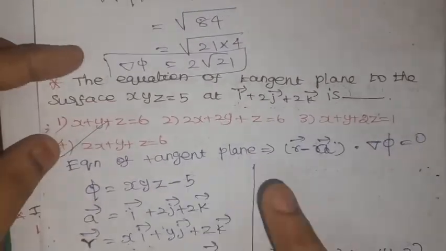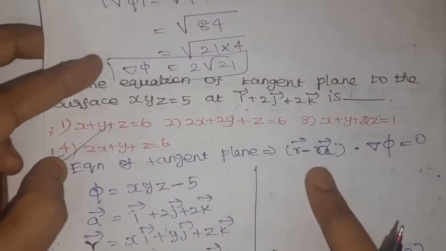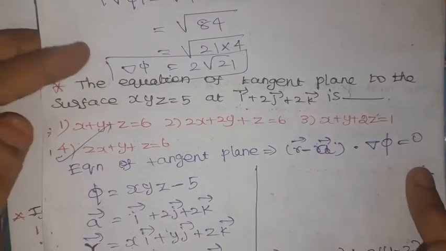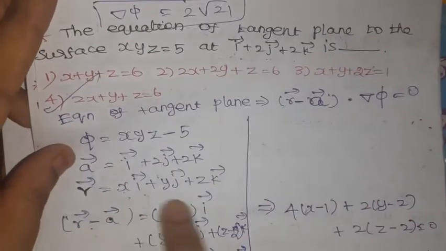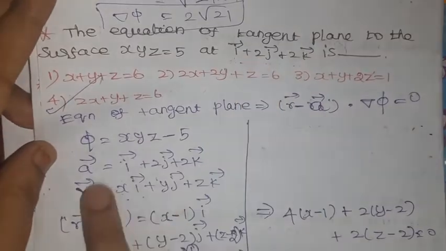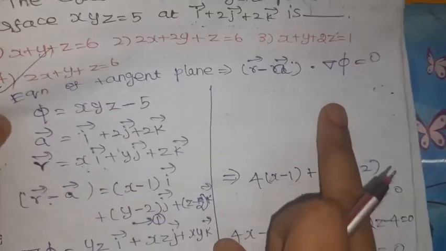So, equation of the tangent plane, what is the formula? (r vector minus a vector) dot del phi equal to 0. So what is r vector? This one. The a vector is given, phi is also given. So the del phi value we need to find out.